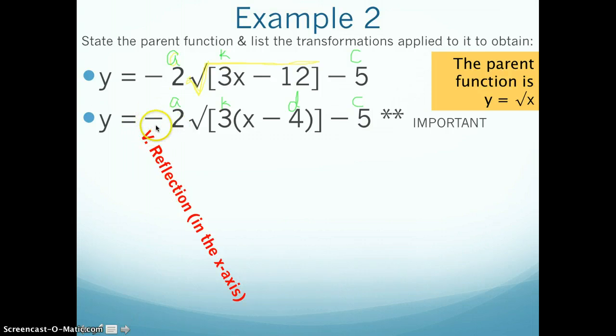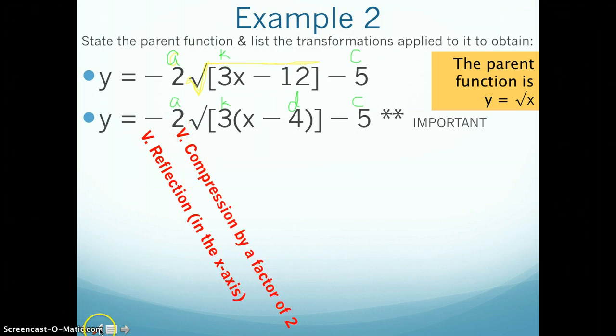Okay, so the first thing I'm going to list is this negative. I'm reading from left to right. So the negative out front causes a vertical reflection, or reflection in the x-axis. Next, I'm going to look at the 2. The 2 is also part of the a. That's still vertical. It's a vertical stretch because that 2 is larger than 1.